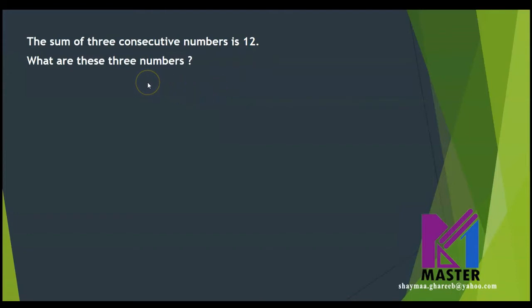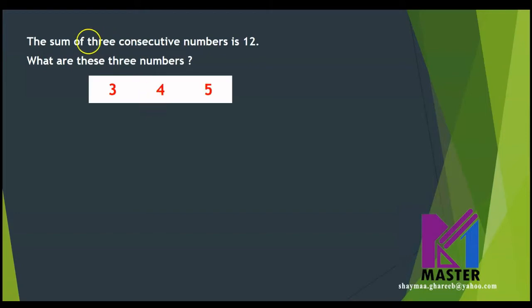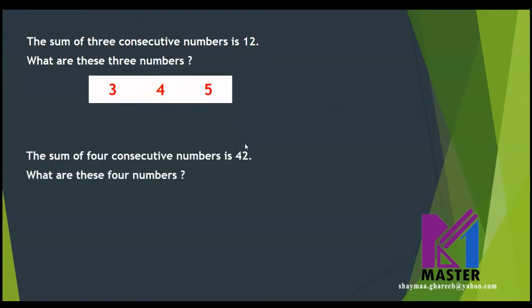Then I will choose a number before and a number after. So the number before 4 is 3, and after is 5: 3, 4, 5. Let's check our answer. 3 plus 4, 7. 7 plus 5 is 12.